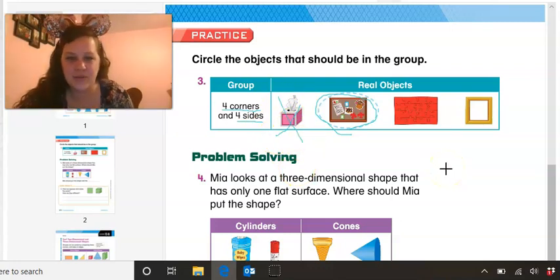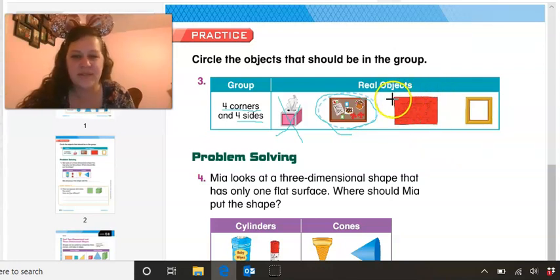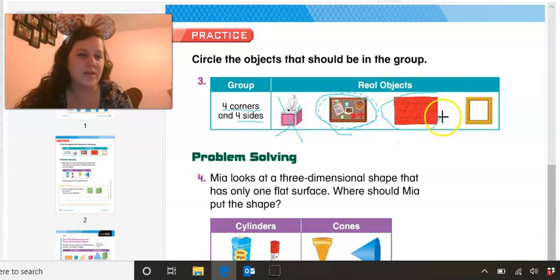How about a puzzle? Let's count the corners. 1, 2, 3, 4. Let's count the sides. 1, 2, 3, 4. 4 corners, 4 sides. We can circle it.